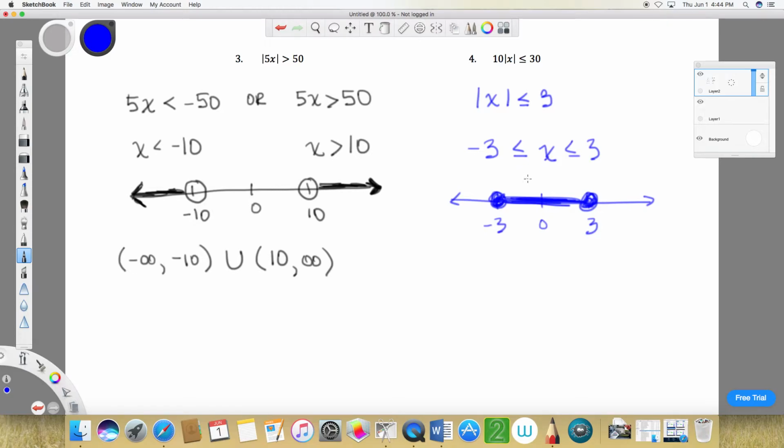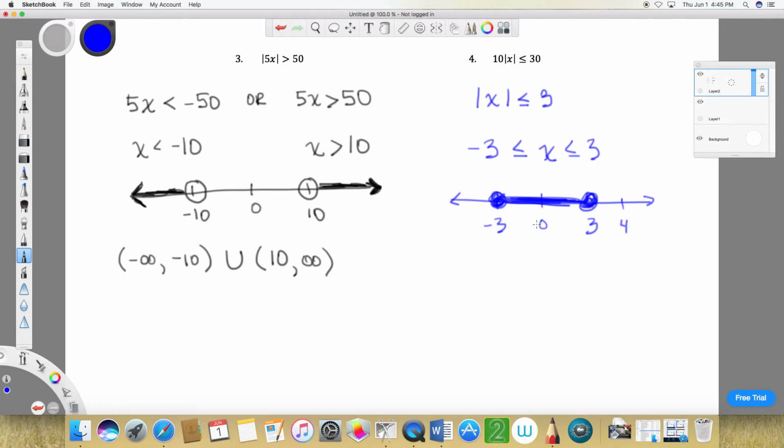Suppose you picked 0 because that's easy to do arithmetic on. The absolute value of 0 is 0, and 10 times 0 is 0, and 0 is less than or equal to 30. Pick some number that's outside of our answer, something like 4. The absolute value of 4 is 4. 10 times 4 is 40. 40 is not less than or equal to 30, so we're glad that's not in our shaded region.